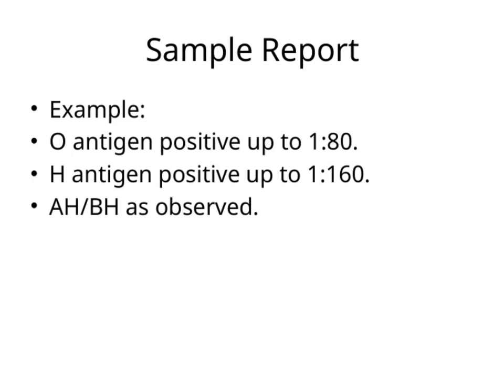Let's go over the example report. The O antigen is positive up to a 1:80 dilution, which indicates the level of its presence in the sample. Similarly, the H antigen is positive up to a 1:160 dilution, showing a slightly higher concentration or detectability. The report also notes the presence of AH and BH antigens as observed, which helps in identifying specific bacterial strains. This kind of detailed information is crucial because it guides us in understanding the bacterial serotype involved.